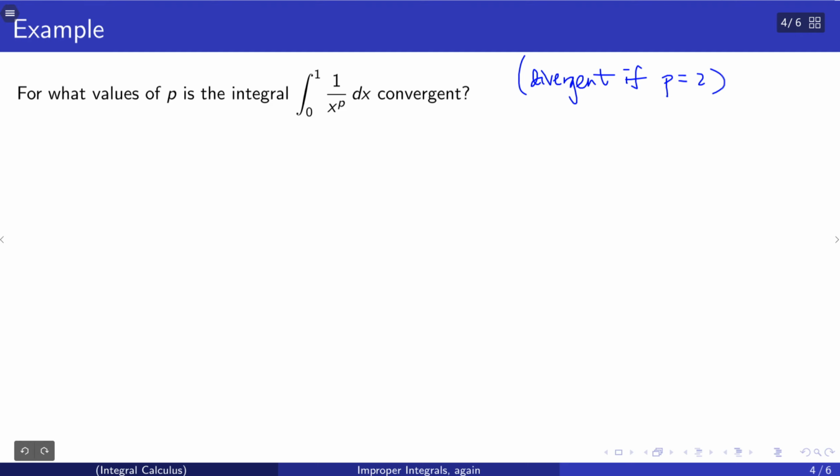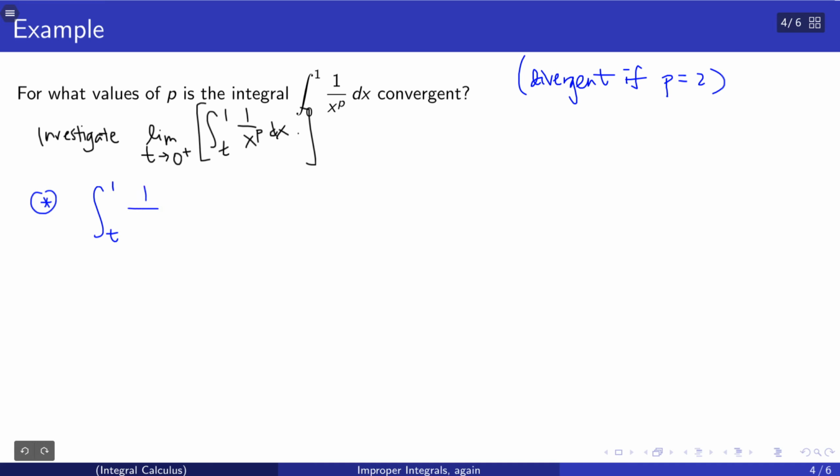Well, we're going to do the same thing. We're going to investigate what happens when you take the limit as t goes to 0 from the right of the integral from t to 1. And so I'm going to evaluate the integral separately here. What's the integral of 1 over x to the p dx from t to 1?